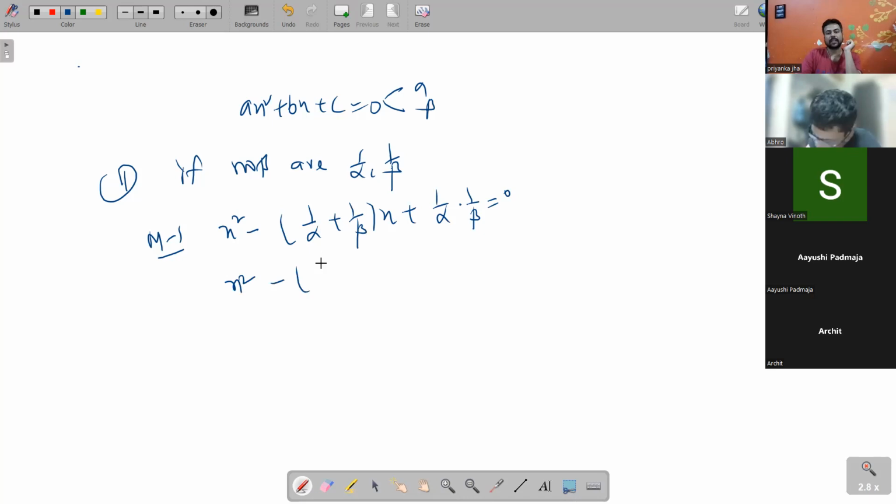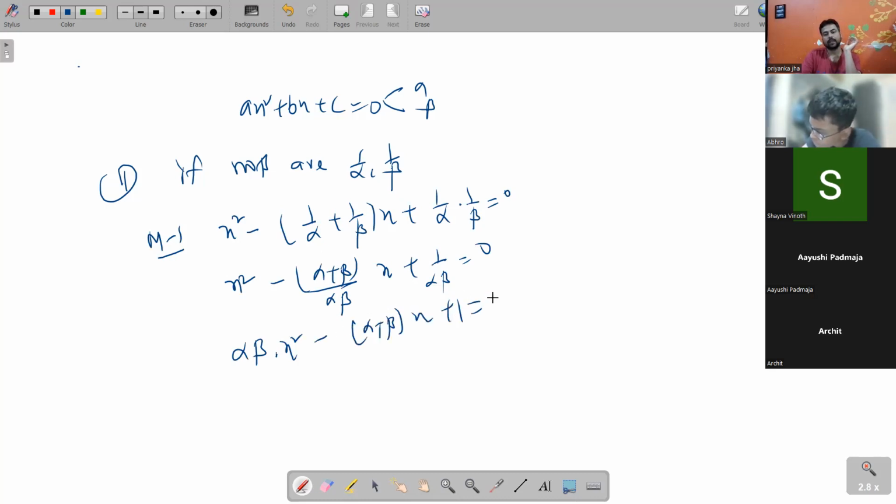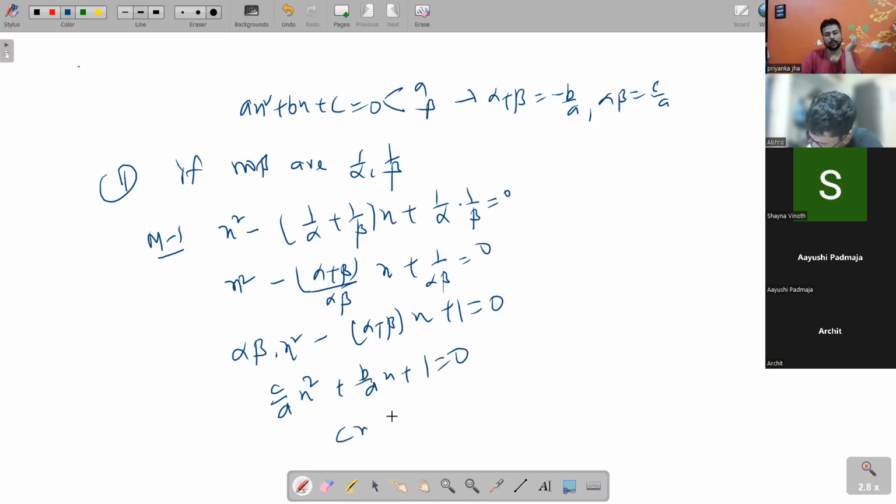Now x square minus, take LCM, (alpha plus beta) upon (alpha into beta) into x plus 1 by (alpha into beta) equal to 0. Just cross multiply, multiply by alpha into beta. So this will become like this. Now you have alpha plus beta from here, you can use. Alpha into beta is c by a. Just put here c by a into x square minus minus plus b by a into x plus 1 equal to 0. So cx square plus bx plus a equal to 0. This is the required equation.